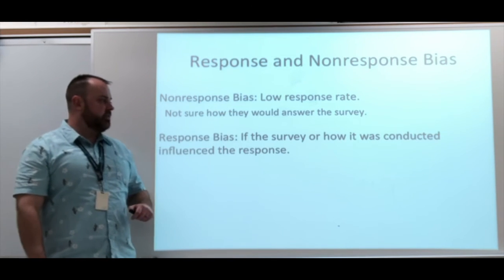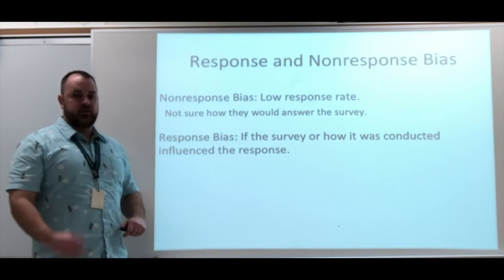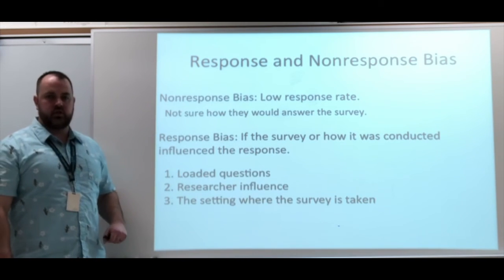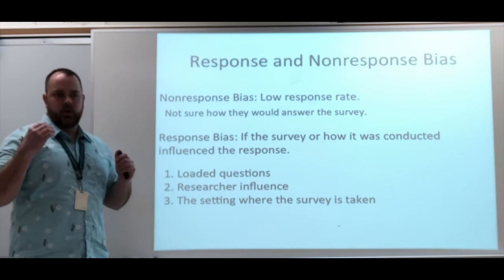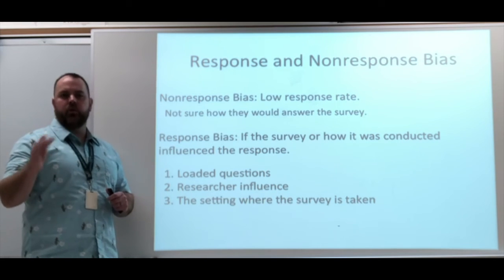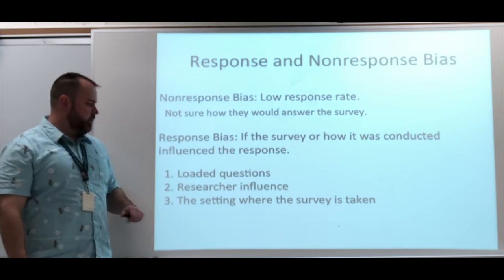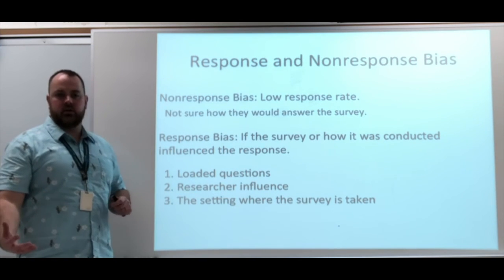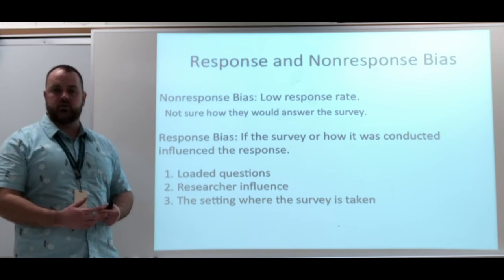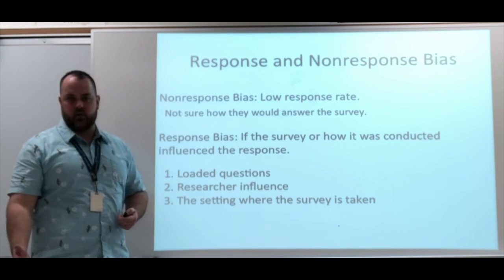Response bias: when the survey or how it was conducted influenced the response. We talked a little bit about this before. Make sure you watch for loaded questions. When you write out a question, you don't want to give people an idea of the direction they should go. Make sure it's very general and you're not pointing them in a direction or having them answer the way you want. Researcher influence: this is the person asking the question. Make sure they don't have any influence. If a police officer is asking you about drug use, you might answer a little differently than if a random person who's not an authority figure is asking you that question.